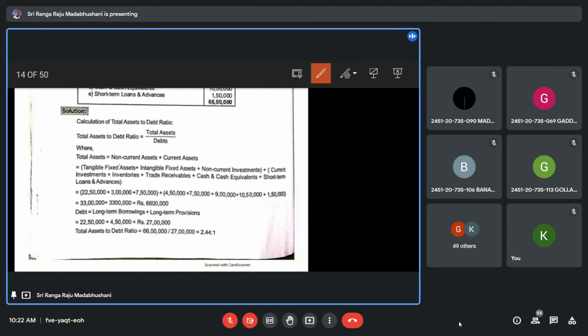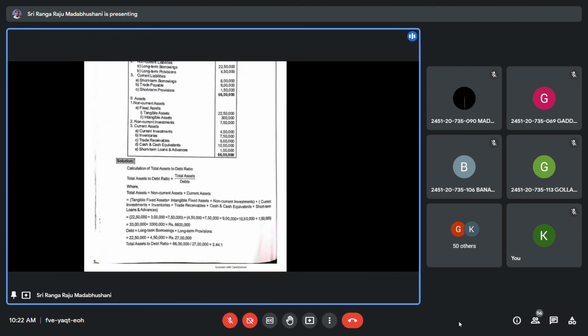So total assets come to 66 lakhs and long-term debt is 27 lakhs. So 66 lakhs divided by 27 lakhs is 2.4 to 1. So the financial position of the firm is good. Assets are more than the debt, nearly more than double. So the financial position of the firm is good. You are able to follow, I think. Yes.